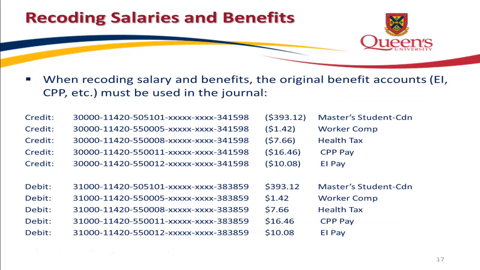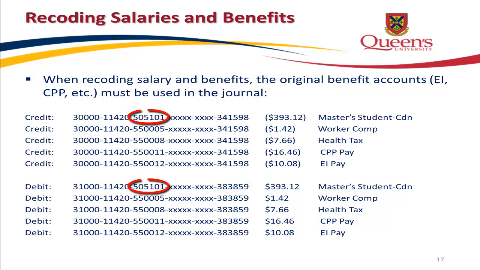In order to ensure the correct amounts are reallocated during the benefit allocation process, the appropriate accounts must be used when recoding salaries and benefits. When recoding these types of expenses to another project, the original salary account must be used for the salary portion of the expense. In this example, Master Student Canadian Salary is being recoded from Project 341598 to Project 383859.